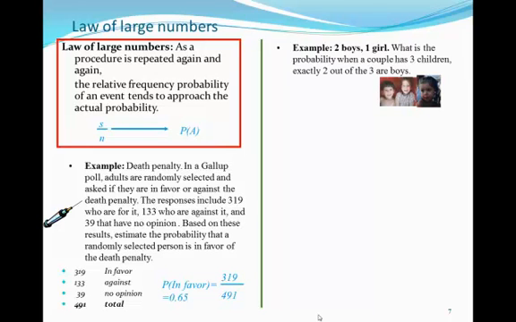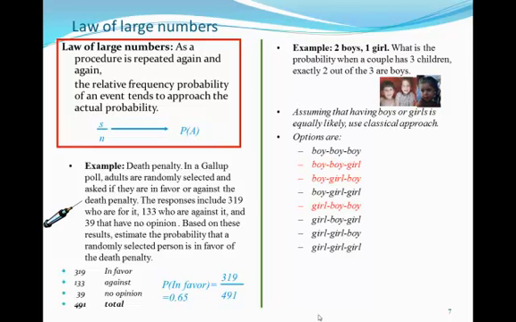Let's take a look at another example. Say a couple decides to have 3 children. What is the probability that exactly 2 out of 3 are boys? So basically the couple wants 2 boys and 1 girl. We're assuming that having boys or girls is equally likely, so let's use the classical approach.